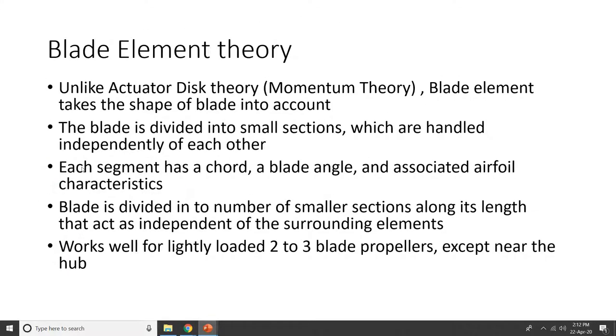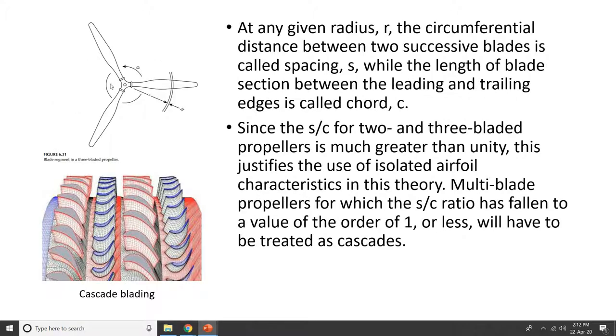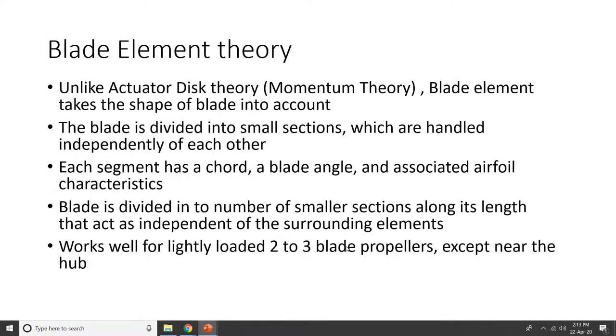The blade is divided into a number of smaller sections along its length and acts independently of the surrounding elements. So it is a repetition of this one. It works well for lightly loaded 2 to 3 blade propellers, except near the hub. By using blade element theory, the results you can obtain are very good if you consider the propeller to be a 2-blade or a 3-blade propeller. This is a 3-blade propeller. If you have a 2-blade propeller, even that will agree with blade element theory. The results are very good for 2-blade and 3-blade propellers that are lightly loaded, so not very huge loading. And the last point was except near the hub.